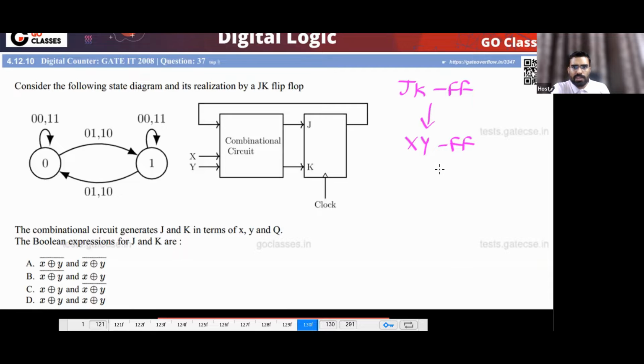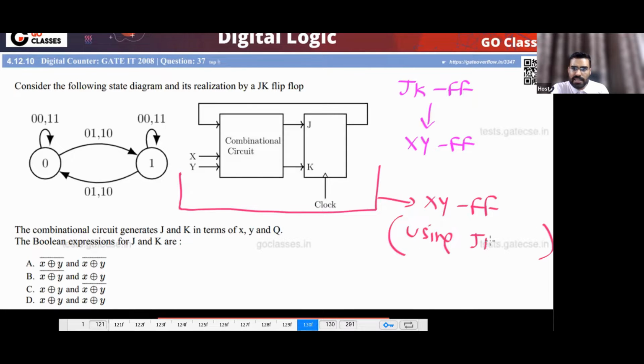Okay. Now let's solve it. So first, the state diagram is given to you for this circuit. Can anyone tell me, is this entire circuit a JK flip-flop or an XY flip-flop? Remember, this entire circuit is the XY flip-flop. This is your XY flip-flop built using JK flip-flop. So ultimately, this is your XY flip-flop.